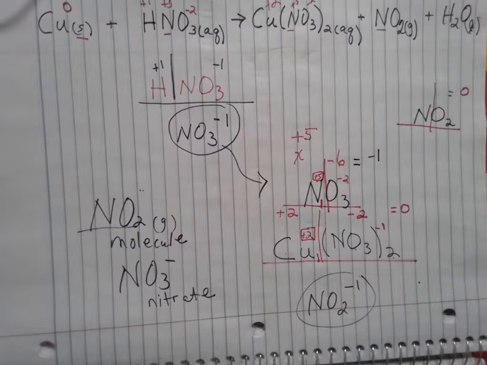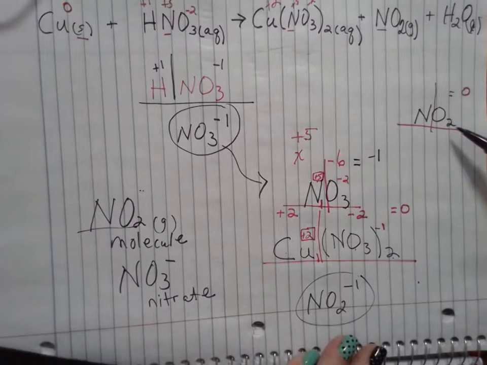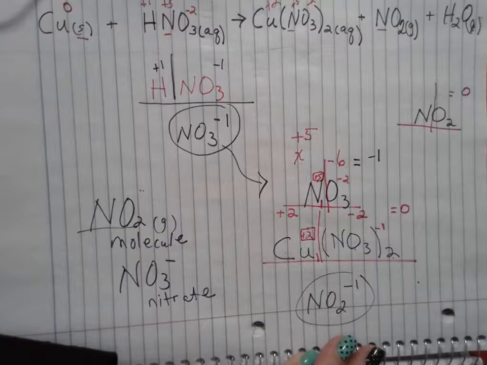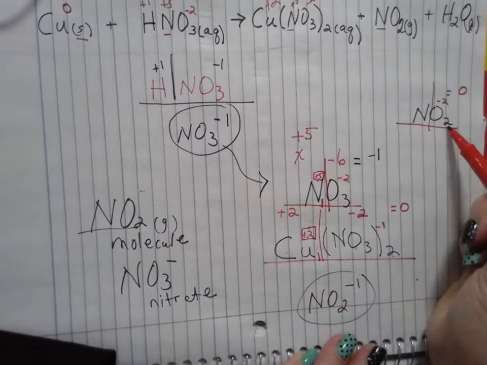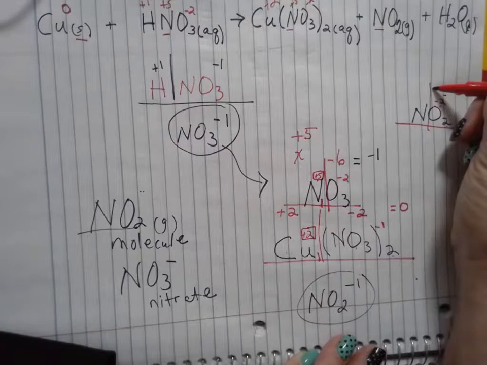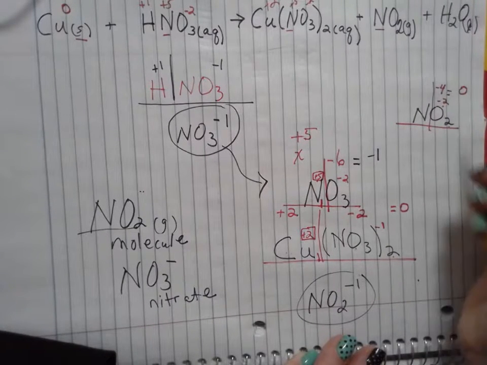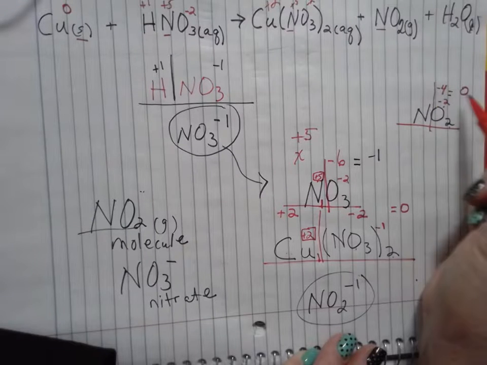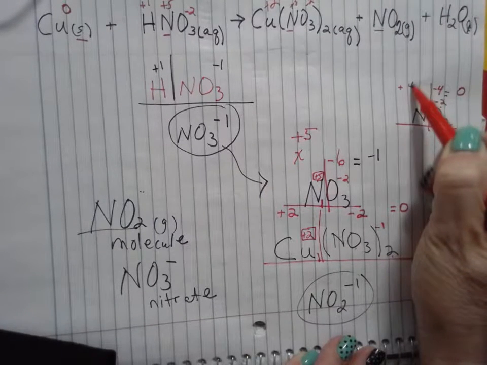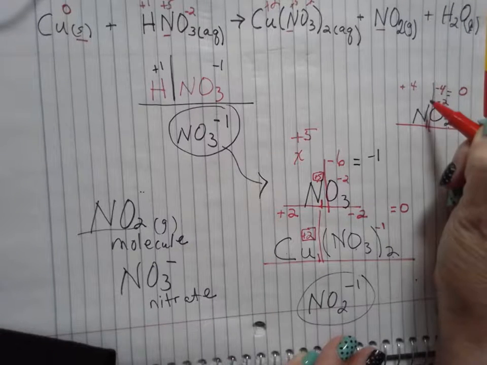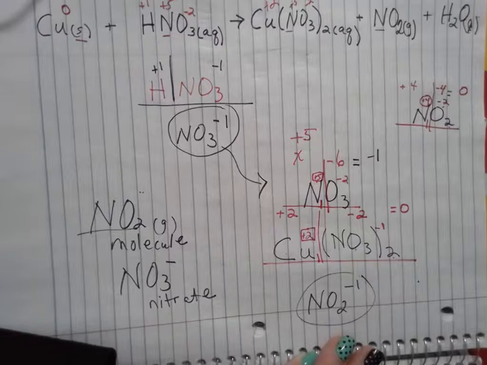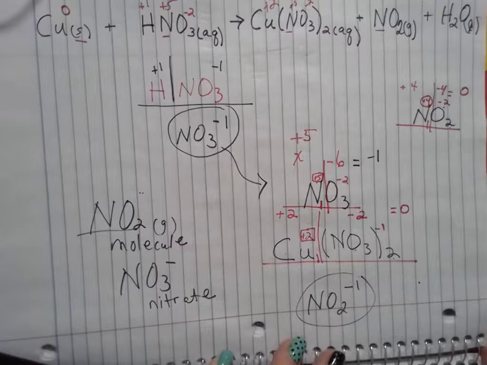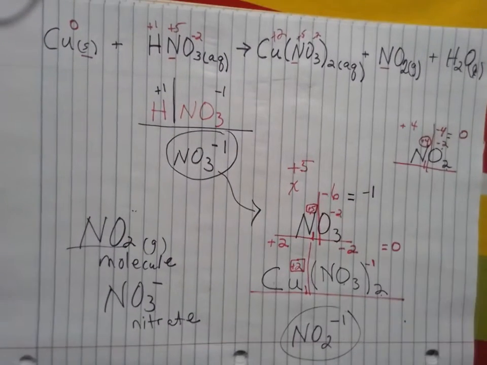So this overall charge is equal to 0. Every oxide in the whole world is negative 2. 2 times negative 2 is negative 4. I've got one of them, so this is nitrogen with a +4 charge. That's why it's called nitrogen 4 oxide.